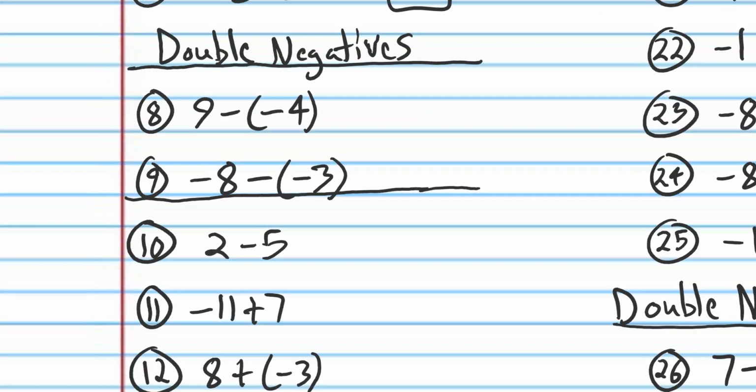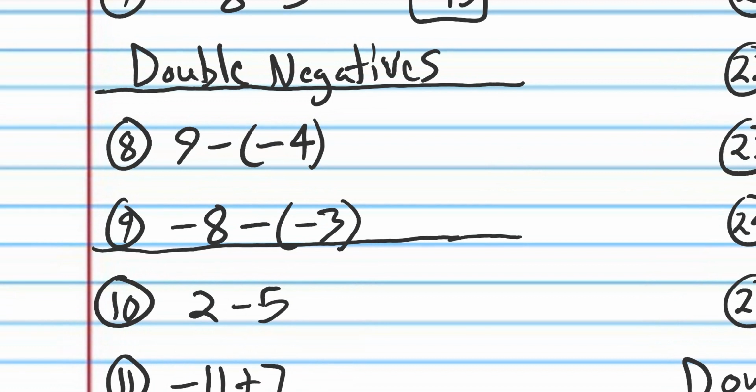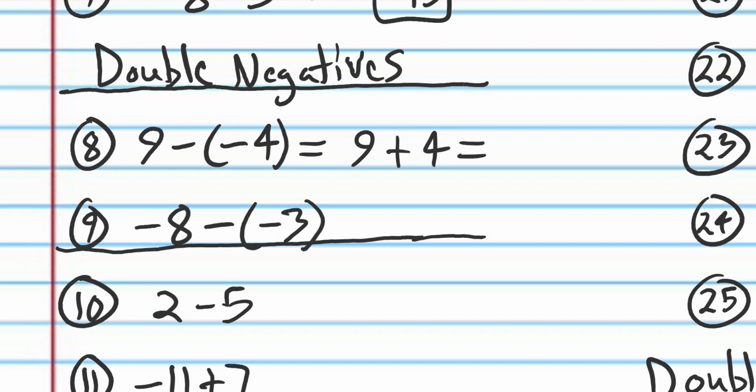So now we're going to do what's called double negatives. This is called a double negative because you have two negatives right next to each other. And whenever you have that, you have to write parentheses, as you see here. 9 minus negative 4, when you have a double negative, the two negatives become a positive. And so it just becomes 9 plus 4, which is 13. Now that's not intuitive.